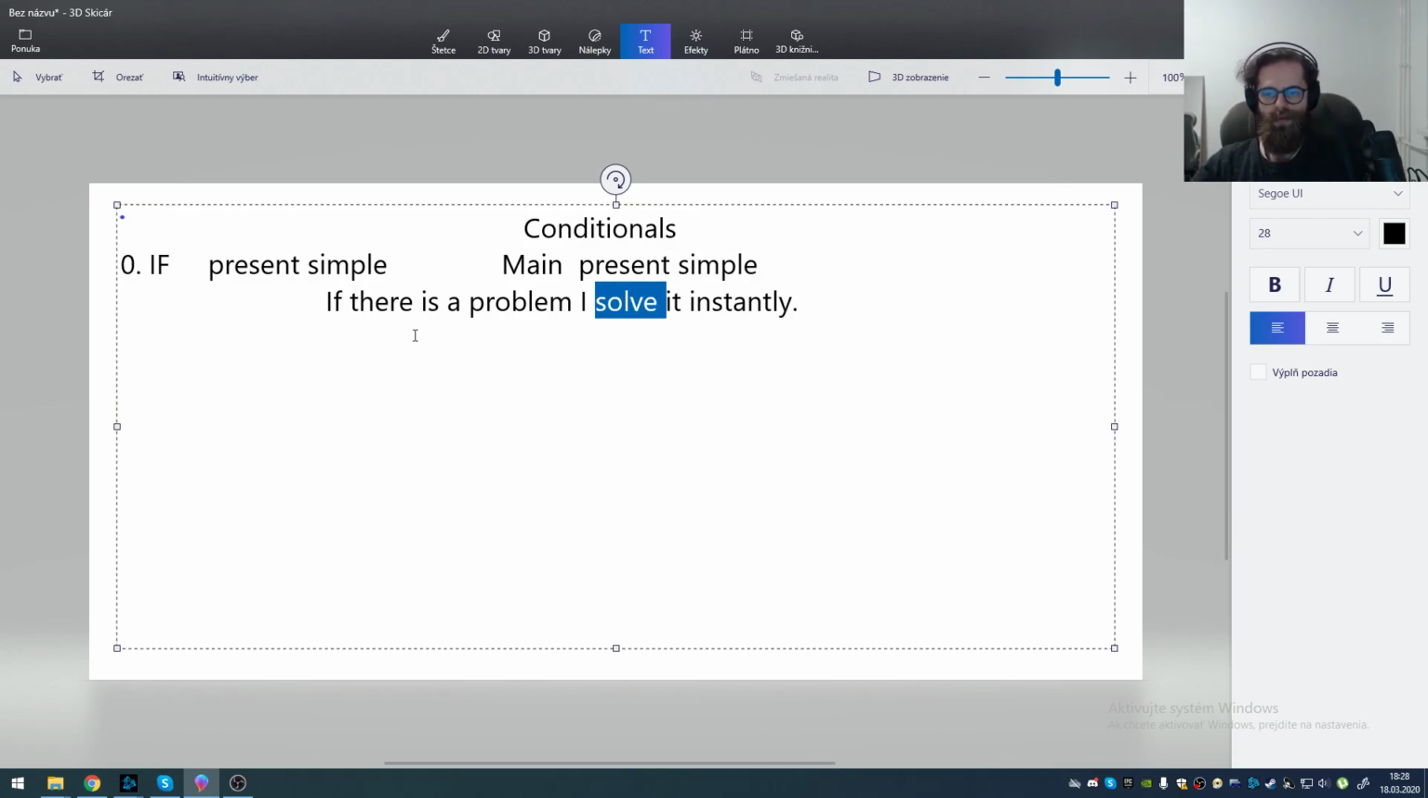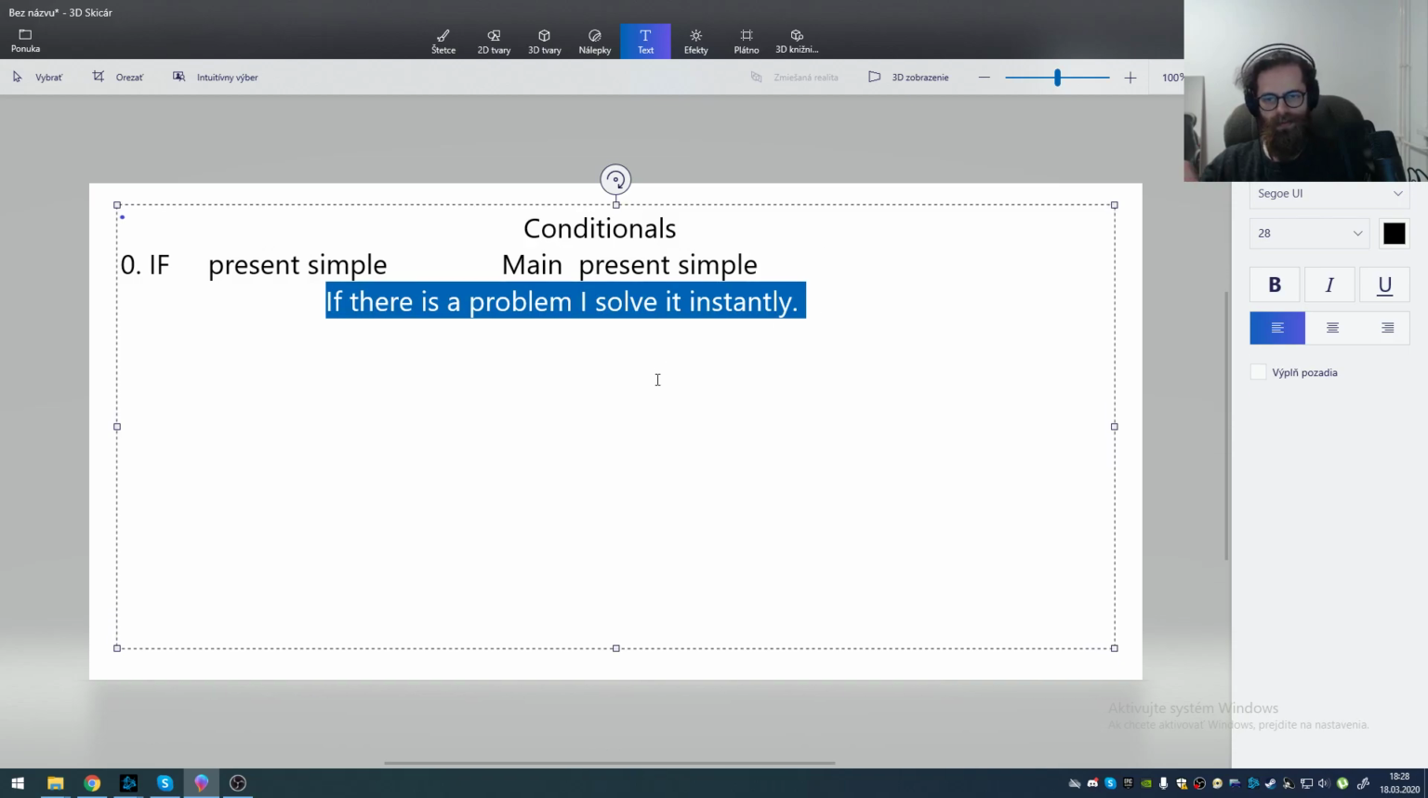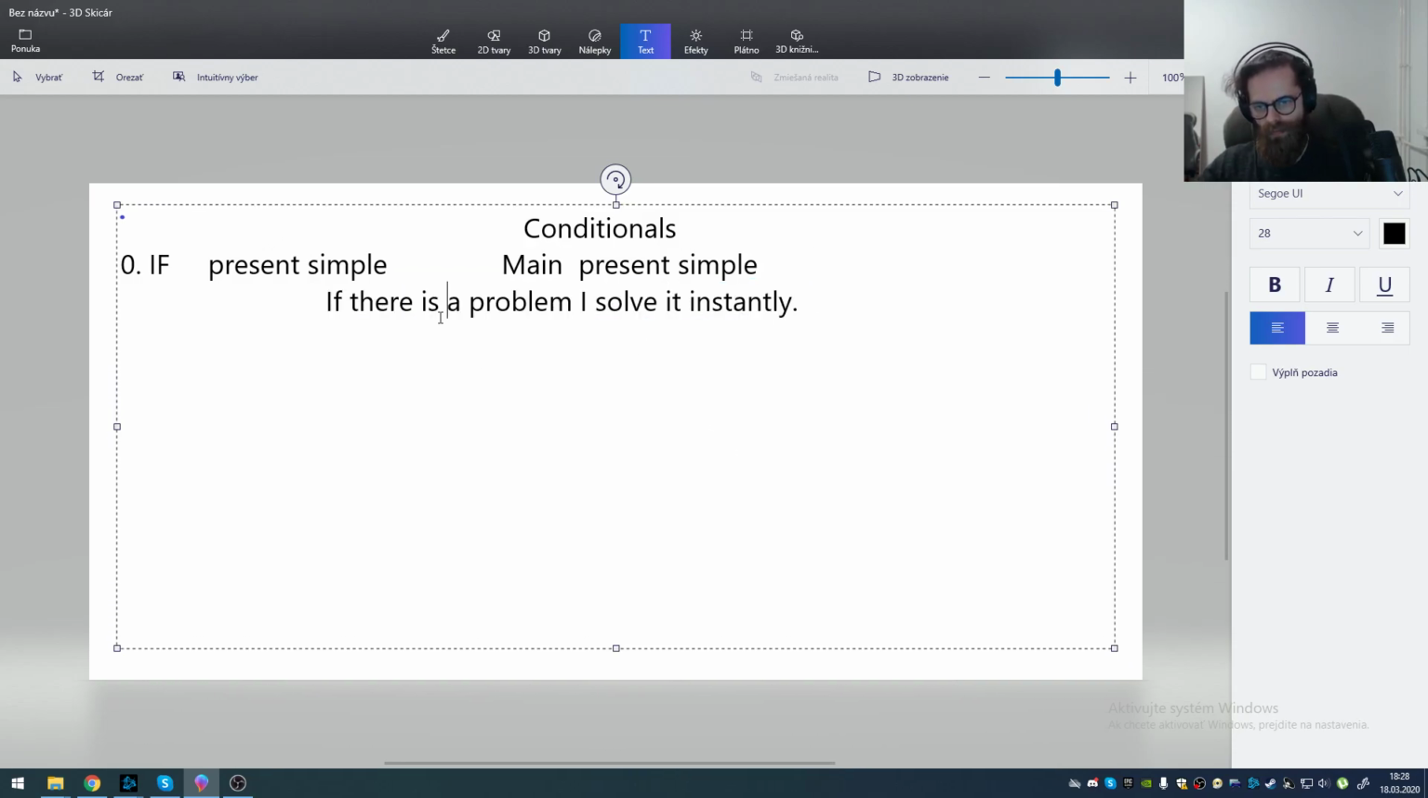So what does this really mean? Of course, first of all, you have to understand the sentence. If you don't, then I feel really sorry for you. But when does this sentence actually happen? The 0 condition. So we're talking about all the time, right? It's not now, it's not yesterday, it's not in the future. That's something that happens all the time. So if there is a problem anytime, I solve it anytime. That's something that we can consider to be usual activity. So every time there is a problem, I solve it, right? That's my habit. That's what I do.